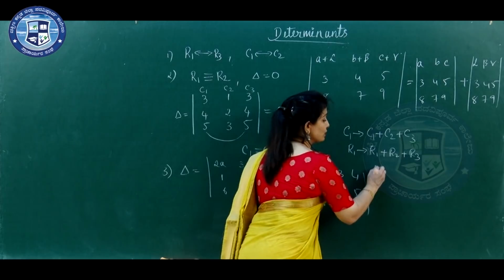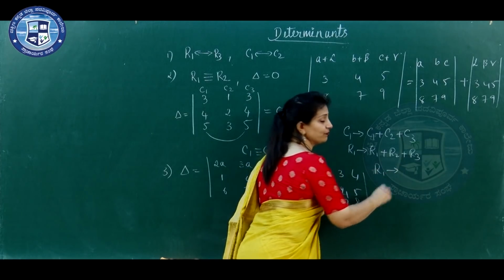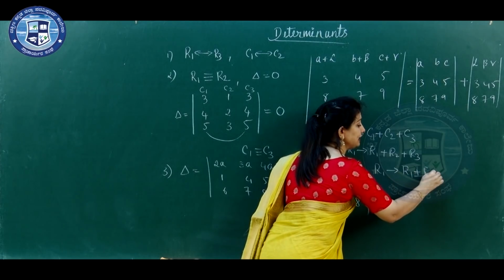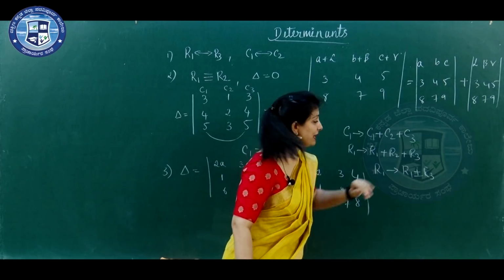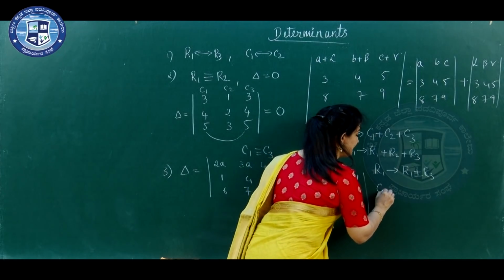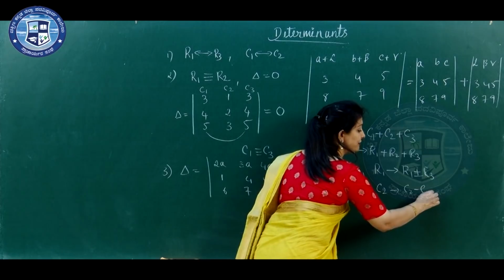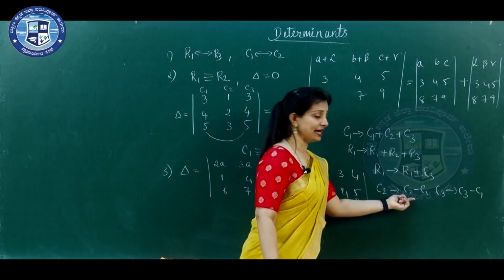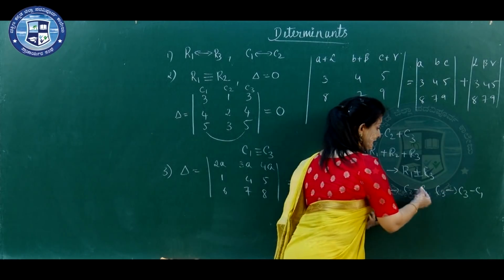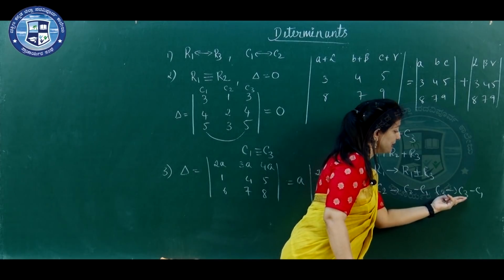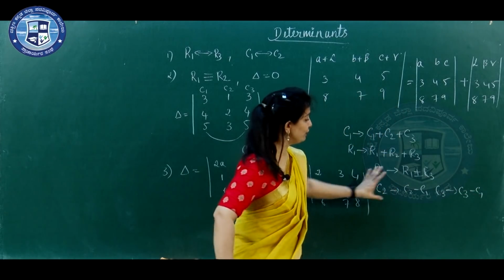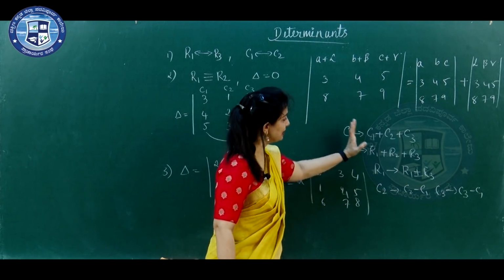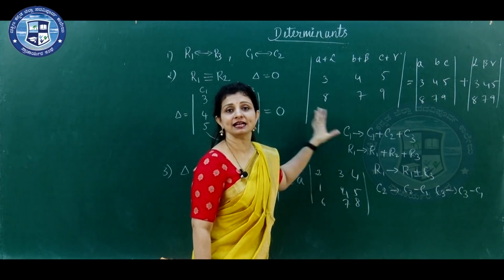Or any two rows, suppose R1 changes to R1 plus or minus R3, either plus or minus, we can apply this way. Or even C2 changes to C2 minus C1, C3 changes to C3 minus C1. C2 implies C2 minus C1, plus or minus, C3 implies C3 minus C1. In this way, a few operations can be applied. Even after applying these operations, the value of delta remains the same.